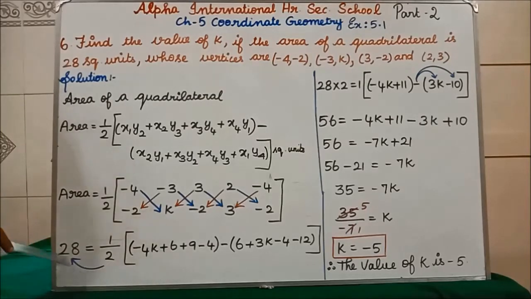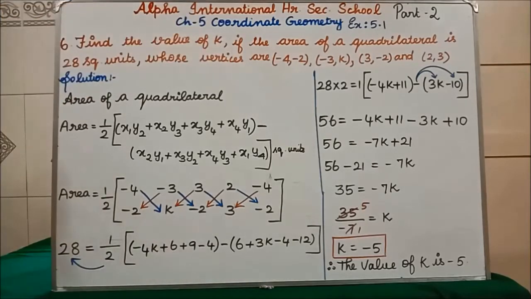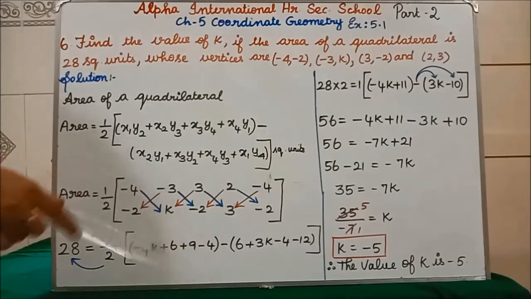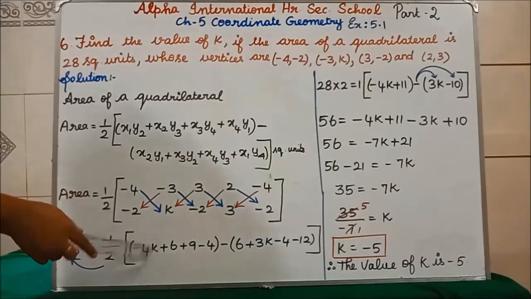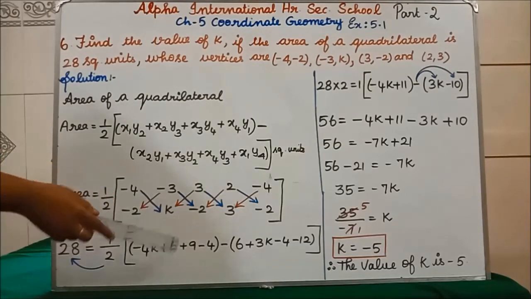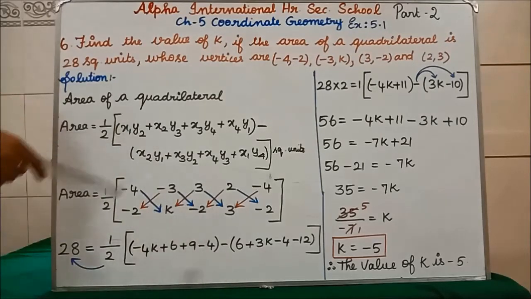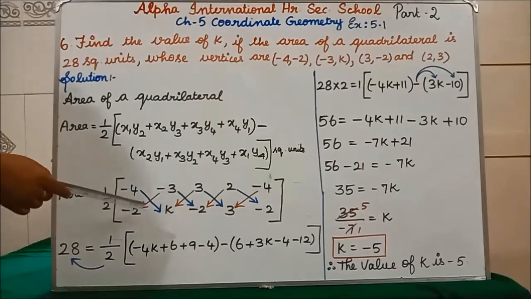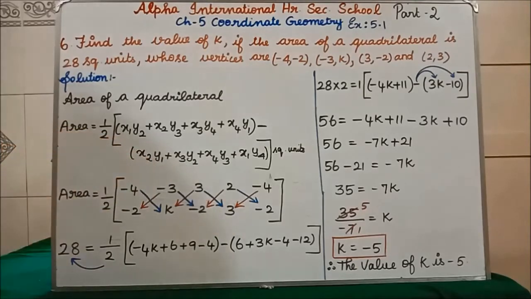Cross multiply this 2 with 28. What will you get? 28 into 2, I have done in the next step. Before that we will see now. Minus 4, one side only, you have to put an arrow mark before starting. So -4 into k is -4k, then plus 6, 3 threes are 9, 2 twos are -4. Now we come to the opposite side: minus 3 into -2 is plus 6, 3k, minus 2, 2 into -2 is -4, and -4 into 3 is -12.